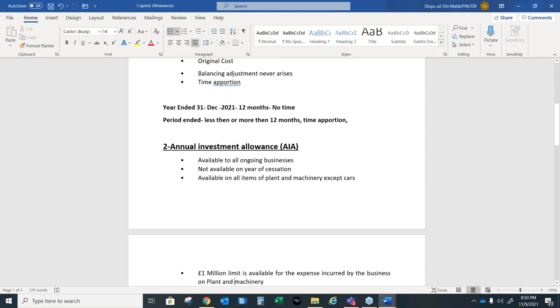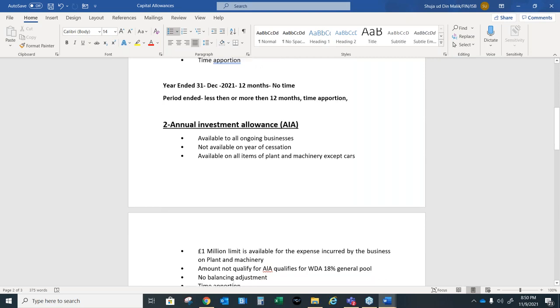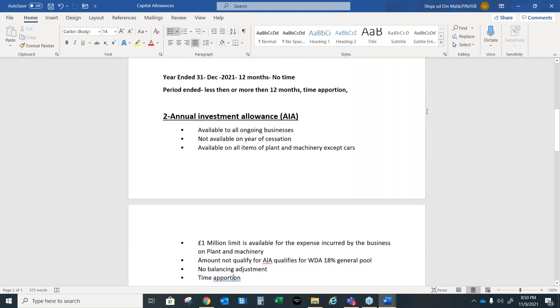Okay, the next up is AIA, Annual Investment Allowance. Now, in P6, since most of the discussion is required, we need to add narrative.